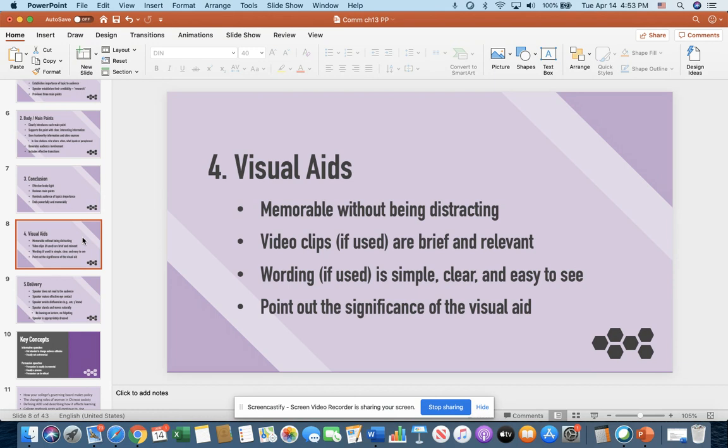So talk about your visual aid. If you're going to pass it around, don't pass it around during your speech, because they're going to look at that visual aid and not listen to you. And then maybe you need to put it away, even hide it, because people are going to keep looking at it. So memorable without distraction.